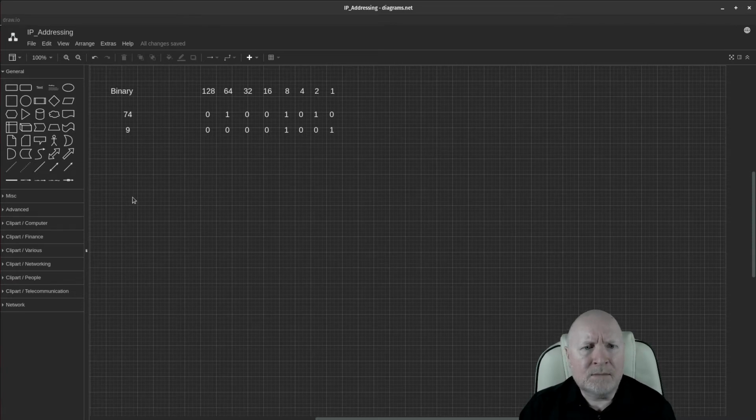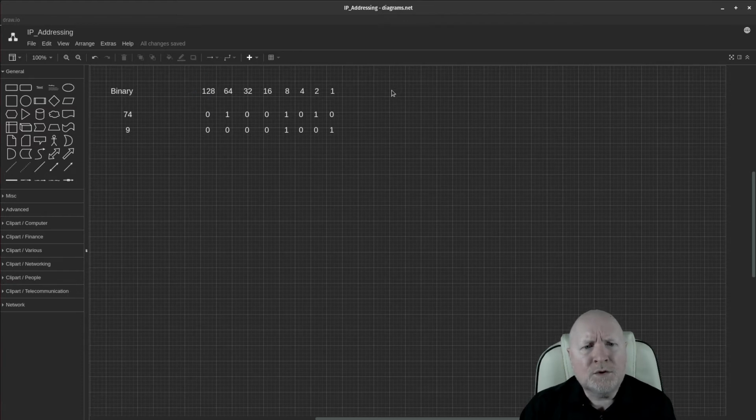So I've got some examples here of 74 and 9, and they've been converted into their binary equivalents. But typically you're working with individual octets. So you've got 8 bits here, and above those, I've got the values for the individual bits. We start with 1, we double it up to 2, double that up to 4. If we double it up, we're up to 8, then we've got 16, 32, 64, 128.